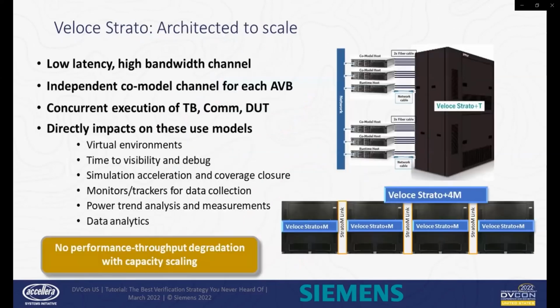Veloce Strato is really architected to scale. It has low latency, high bandwidth channels, and an independent co-model channel for each AVB, or advanced verification board. You're able to run concurrently your testbench, your communication, and your design under test. All these great features enable you to have seamless virtual environments, and great time to visibility and debug. This platform enables you to have a very smooth simulation acceleration environment to be able to do coverage closure.